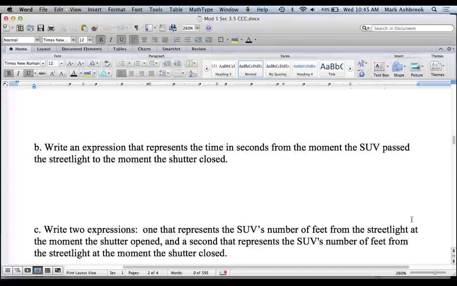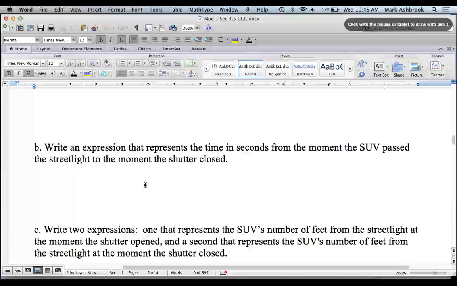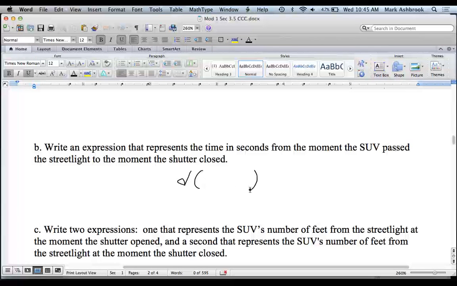Write the expression that represents the time in seconds from the moment the streetlight to the moment the shutter closed. All right, so if it's a time in seconds from the streetlight, what in general will be our form of this? How do we write d of something, right? And so now we need, at what time did the shutter close? No, we know. We can figure out that number.